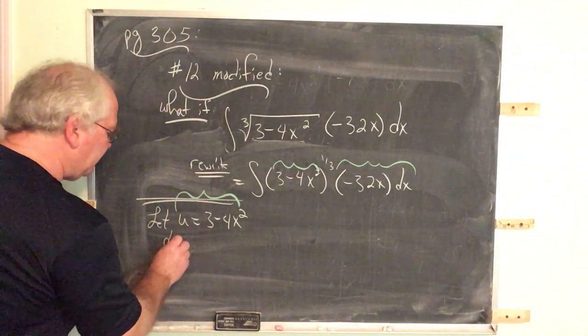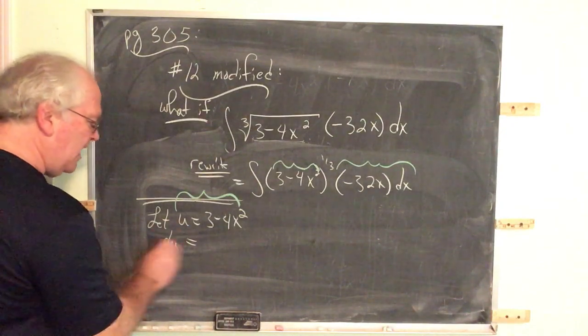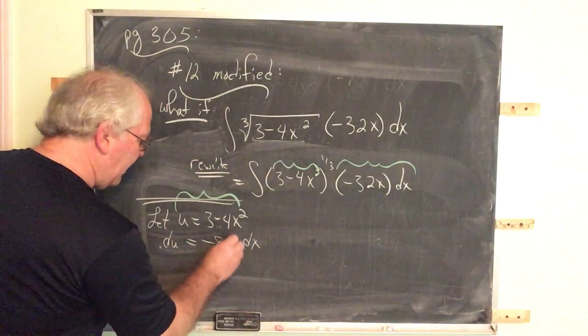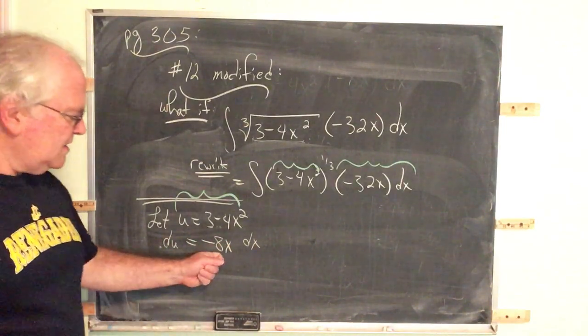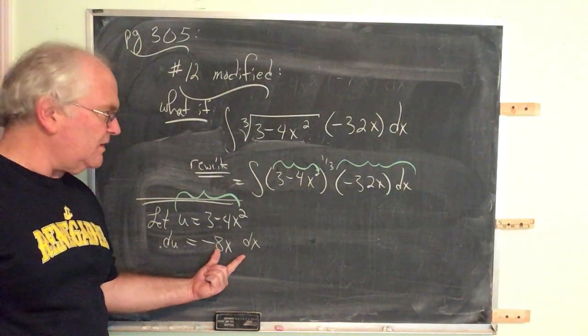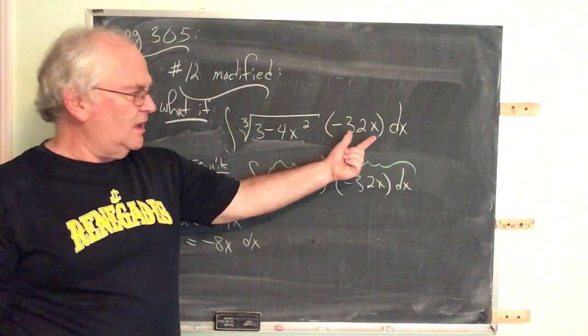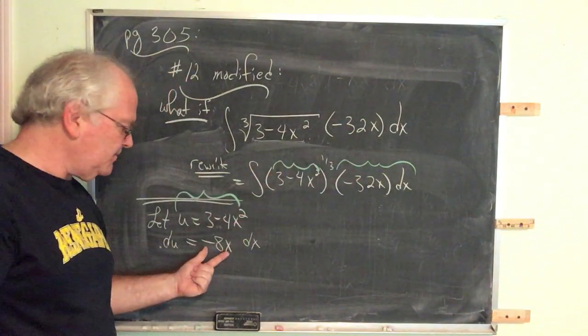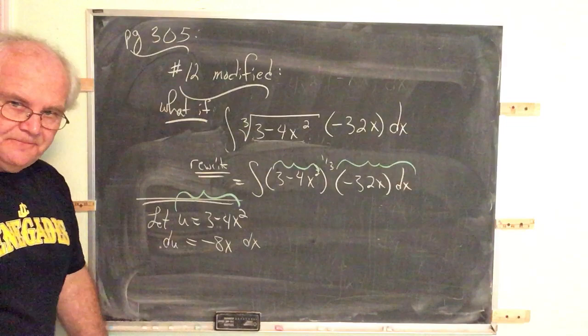The differential, or the derivative with respect to u on the left, the derivative with respect to x on the right, and the derivative here is negative 8x. In all the previous work, whatever we got from this derivative, wasn't that nice and coincidental? It matched up with what we had. But here, notice, it does not match. Here's how to handle that.